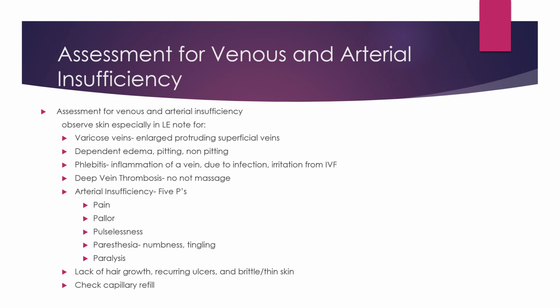If you have a patient that has arterial insufficiency, they most likely will exhibit the 5 P's of circulation, which is pain, pallor, pulselessness, paresthesia, and paralysis. There are other indicators of circulatory insufficiency, including a lack of hair growth over distal extremities, recurring ulcers of the feet or lower legs, and brittle or thin skin.